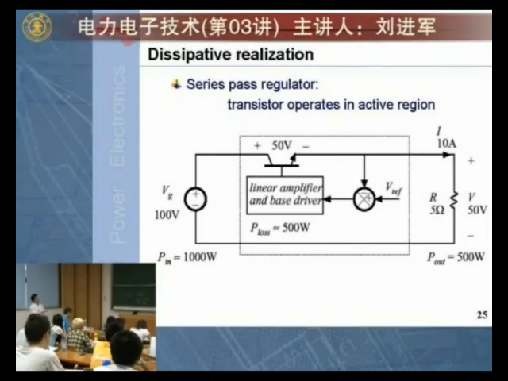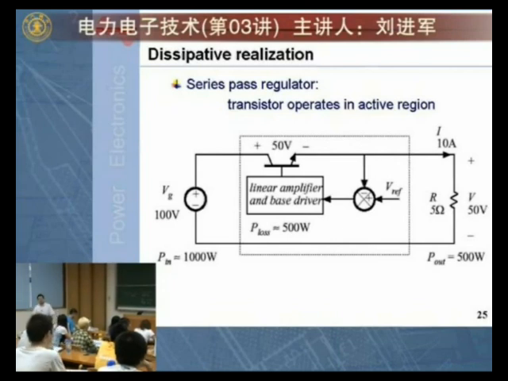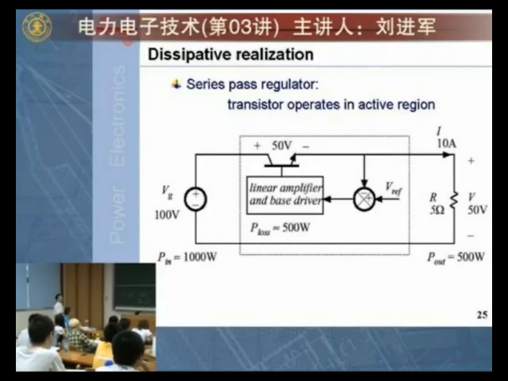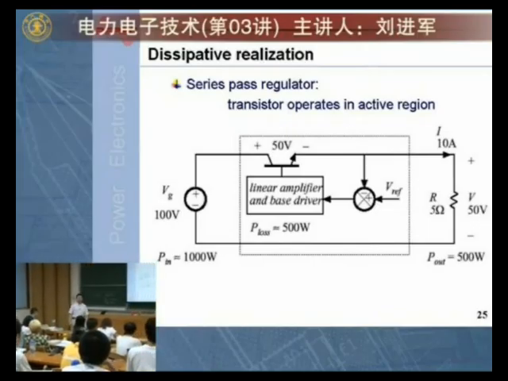And even when there's disturbance from input, even the input is changing, by measuring the actual output voltage, I know there's difference. And when I know there's difference, then I change the base current of the transistor. Therefore, I change the current flowing through here. Therefore, I adjust the load voltage and make sure the load voltage comes back to 50 volts. So this is really good to deal with disturbances.